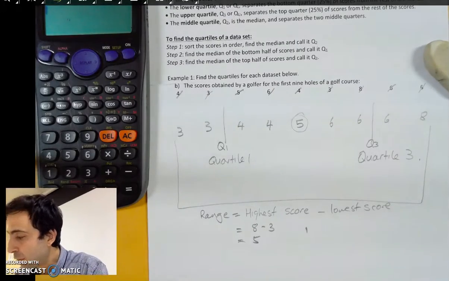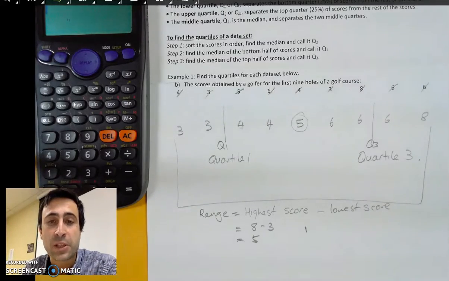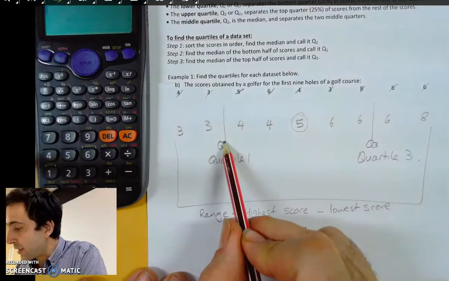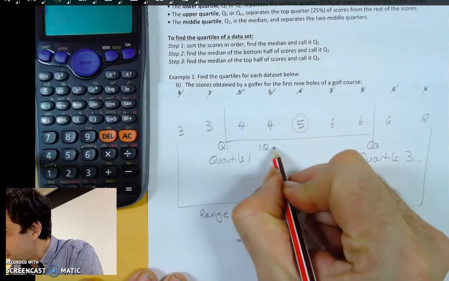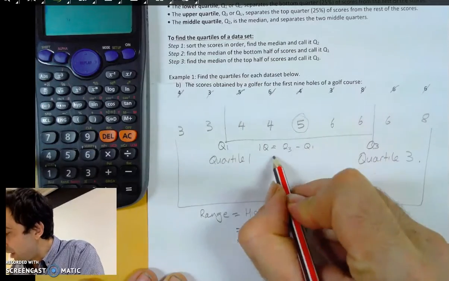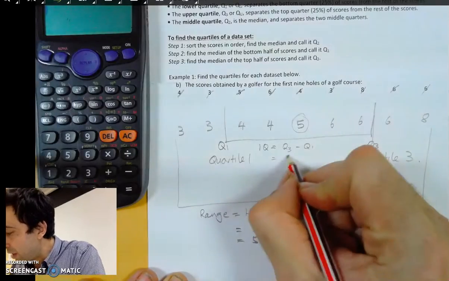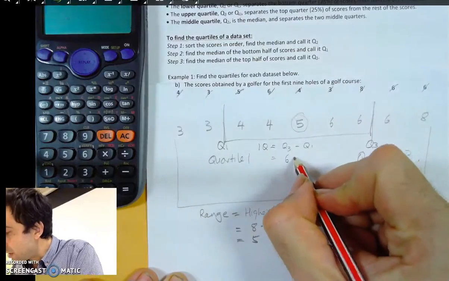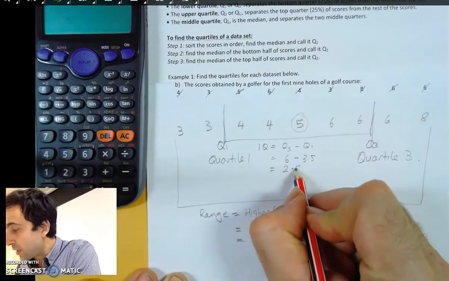But if we want to do the interquartile range, what we're actually asking is, what's the range between the quartiles? And we see that the interquartile range, I'll just abbreviate it like here, is Q3 minus Q1, which in this case, what number lies in between 6 and 6? Well, it has to be 6. And what number lies in between 3 and 4? Well, it has to be 3.5. So 6 minus 3.5 is 2.5. So the interquartile range is 2.5.